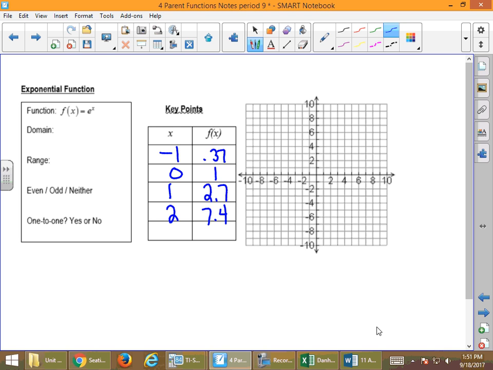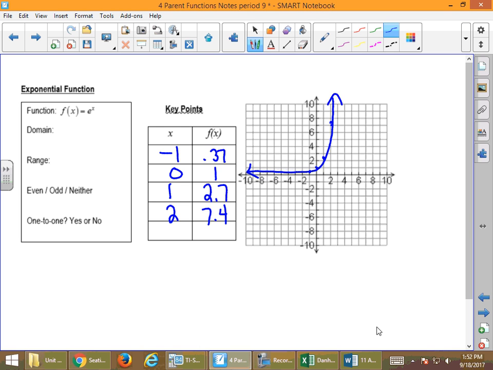Sometimes the board is not as oriented as I want it to be, but it's -1, 0.37, 0, 1, 1, 2.7, and 2, 7.4. 1, 2, 3, 4, 5, 6, 7. And my picture there is a little bit better than what we saw on the graphing calculator.